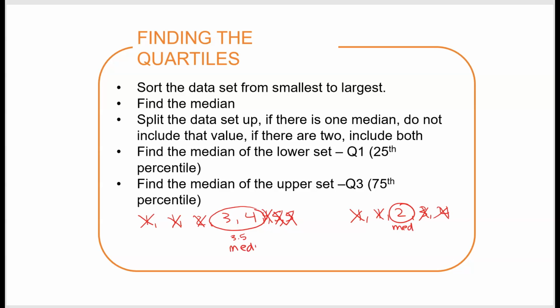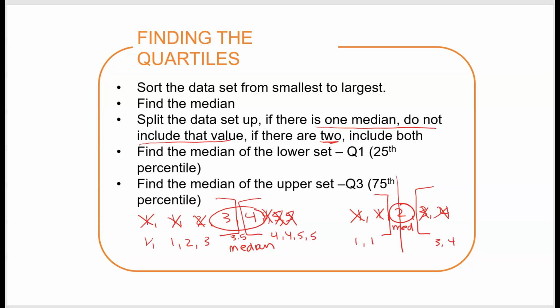Now, how you actually find the quartiles is if you have one median, do not include that value. So we're going to cut that out, and we're going to go this way and this way. If there are two medians, we're going to include them both. And then we find the median again. So I'm going to rewrite this so it's a little bit easier to see. So these are our two sections, and these are our two sections.